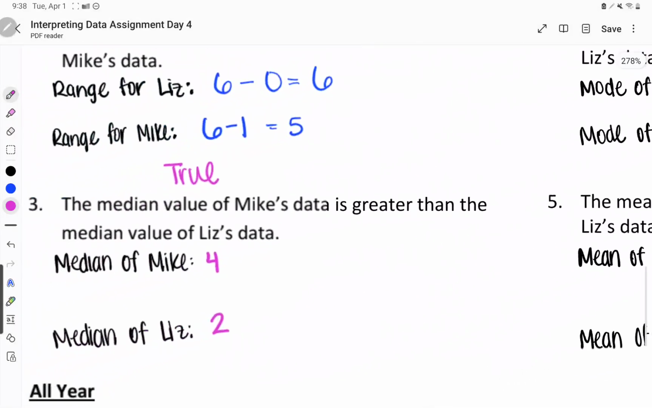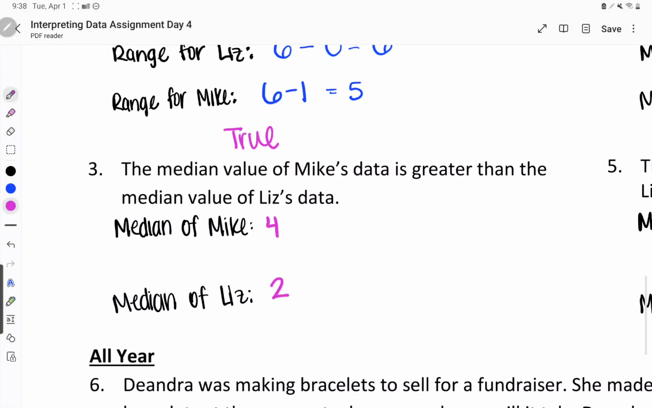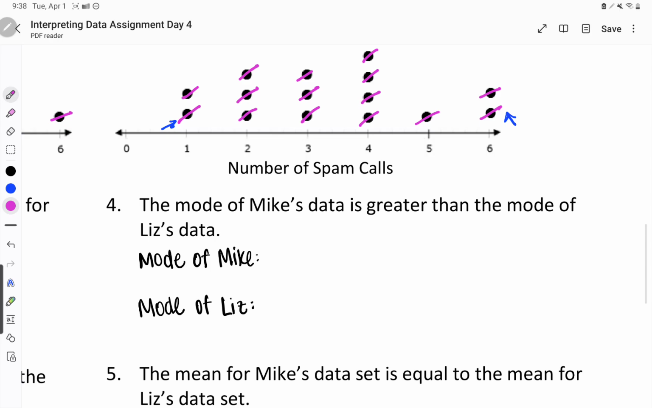Then, the median of Mike's data is greater than the median for Liz's data. Is that true or false? That would be true. The mode of Mike's data is greater than the mode of Liz's data.